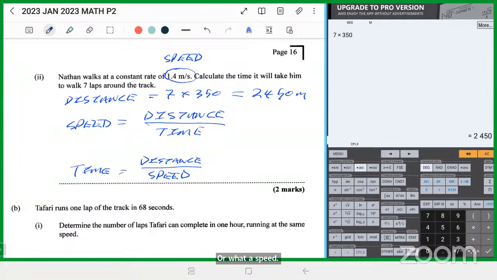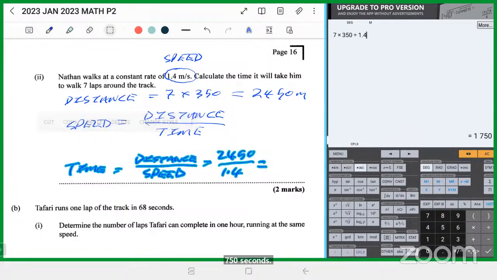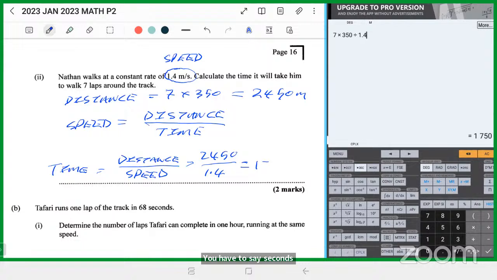And the units are consistent because the distance is already in meters and its speed is in meters per second. So we're working in meters and the time is going to be in seconds. So this becomes 2450 divided by the 1.4. Our answer is going to be in seconds. They didn't tell us what unit to use, so we can give the answer in seconds. So here it's just a matter of dividing by 1.4, 1,750 seconds. And you have to say seconds. That's 1750 seconds.